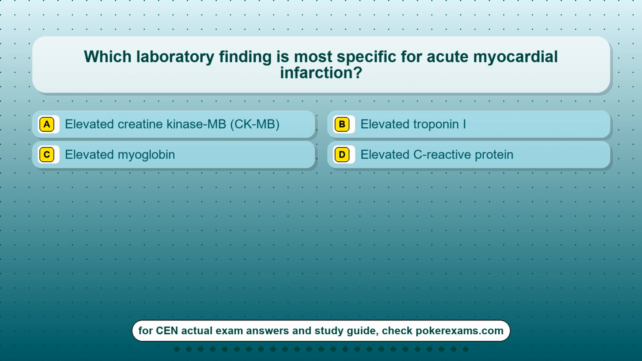Question 2. Which laboratory finding is most specific for acute myocardial infarction? Option A, elevated creatine kinase-MB, CK-MB. Option B, elevated troponin I. Option C, elevated myoglobin. Option D, elevated C-reactive protein.